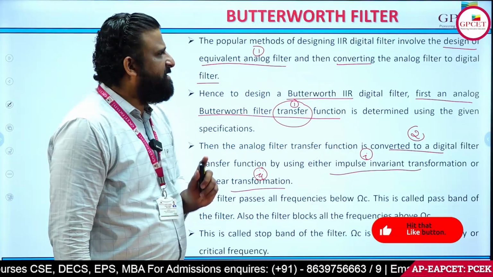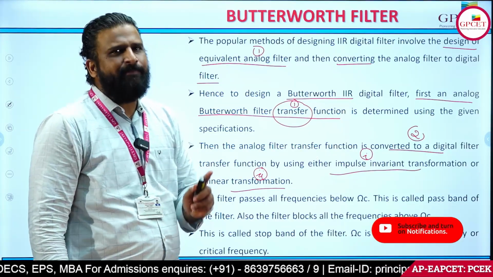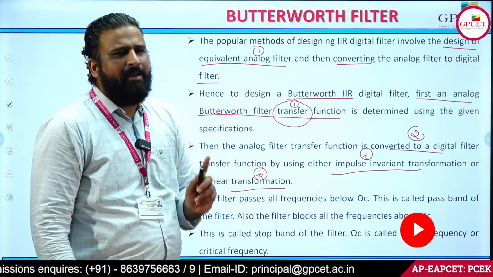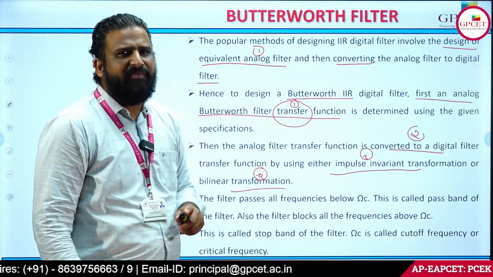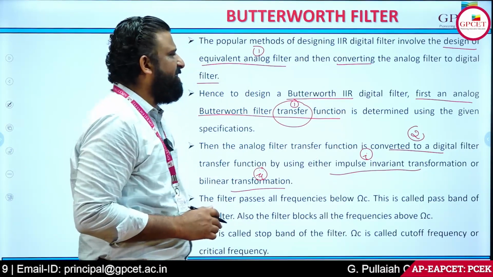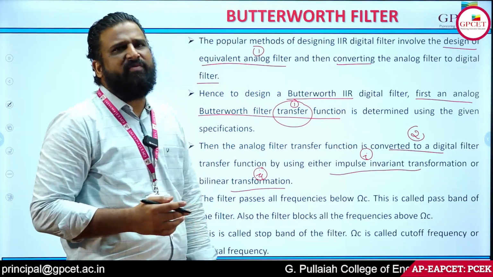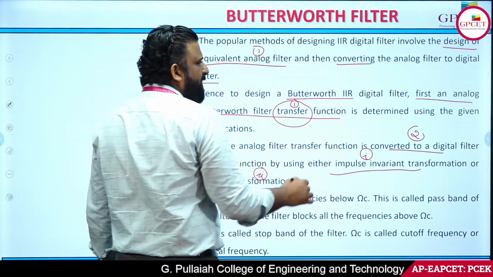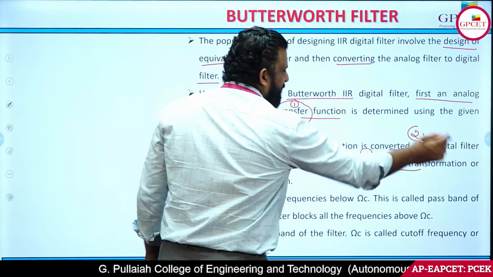The main difference between FIR and IIR is that in the FIR filter, we directly design the digital filter. But in the IIR filter, first we have to design the analog filter with the help of the transfer function. That is, we design the transfer function of the analog filter. After designing it, the next step is to convert that into the digital filter.